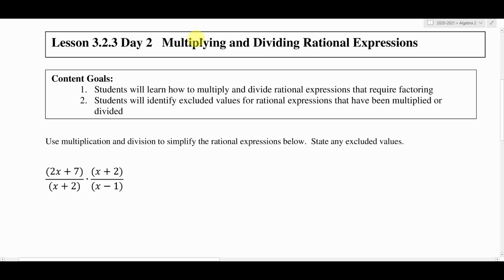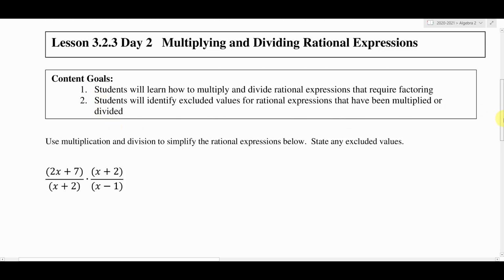We're going to talk more about multiplying and dividing rational expressions. Our goals today: we want to learn how to multiply and divide rational expressions just like we did yesterday, but we're going to throw in a little bit of factoring. We've talked about this before with fractions, where sometimes being in a factored form allows us to simplify easier than if we were not. So we're going to see some examples where we get to factor. We're still going to identify excluded values for rational expressions that have been multiplied or divided.